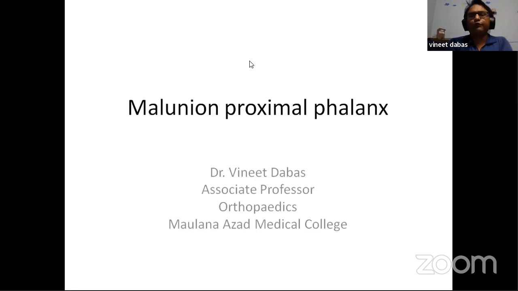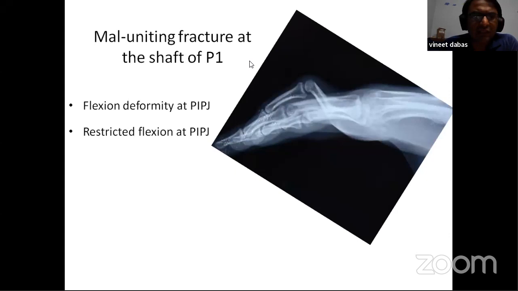Yeah, thank you for this opportunity and I'll go straight to the case. Proximal phalangeal fracture, I feel, is best if it is managed acutely in the correct manner. However, we do come across cases which have not been operated upon even though there was an indication, and even the conservative treatment was unsuccessful.